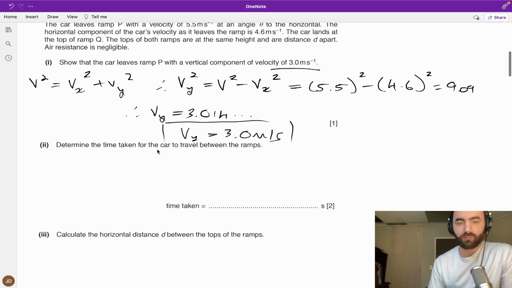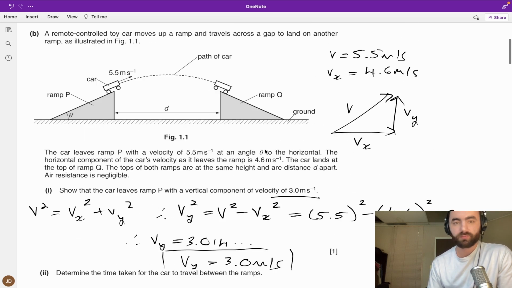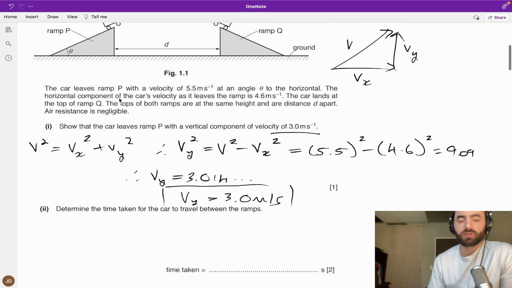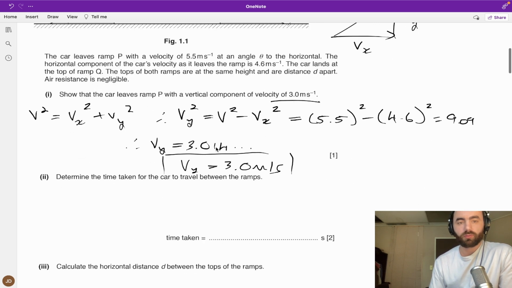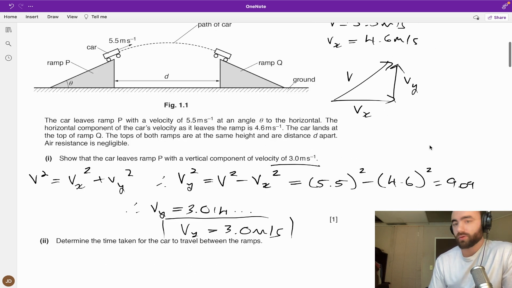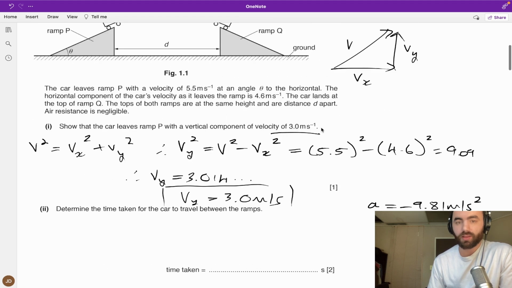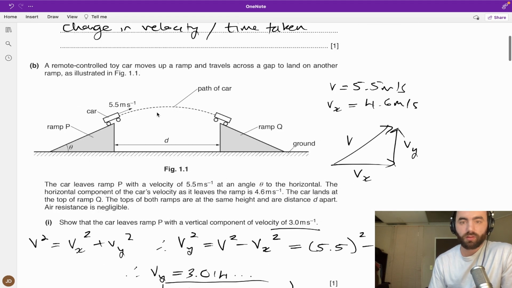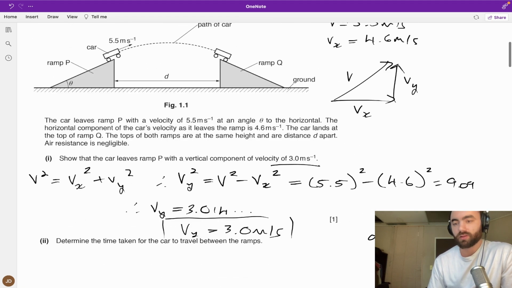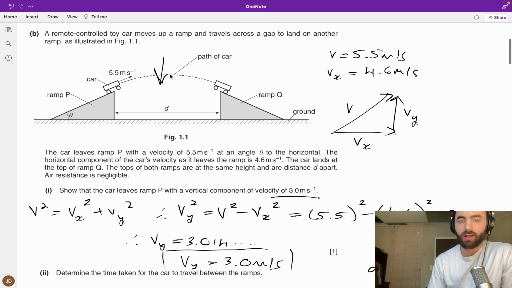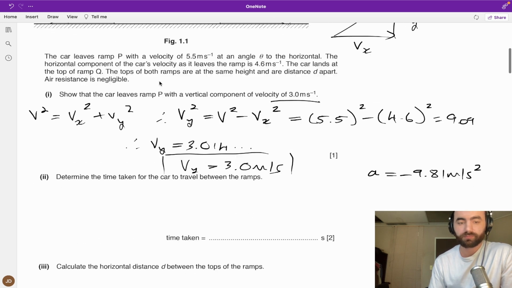Determine the time taken for the car to travel between the ramps. With these kinds of questions, you need to write down what they give you. We know the velocity, and we know the vertical and horizontal components. We know that this thing is going to be accelerating at minus 9.81 meters per second squared, right? It's in a gravitational field, so it's going to have acceleration due to gravity acting down in the vertical direction.